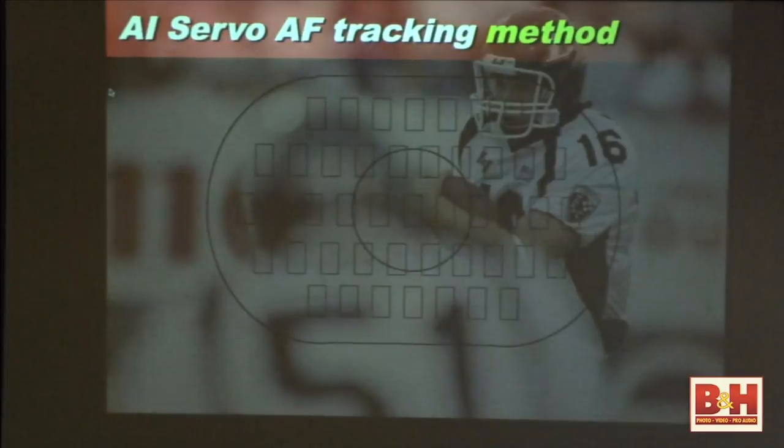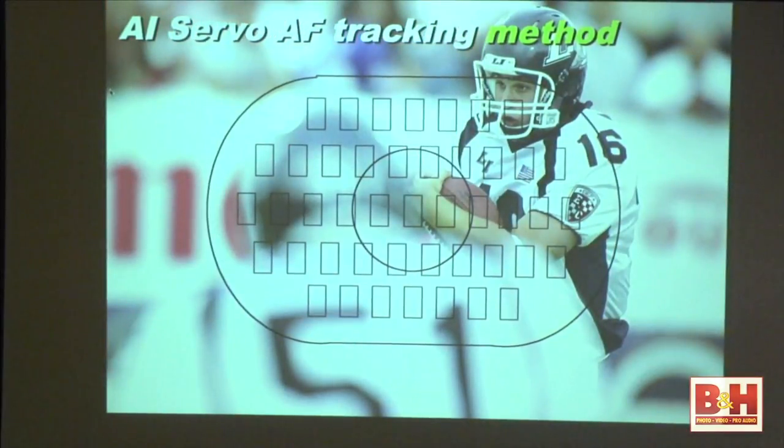I'm going to get to that. The question was, what do I mean by tracking priority? And that's next. Another feature on these high-end cameras is what they call the AI Servo AF tracking method. This one probably wins the prize for the most confusingly worded menu in our system. But I am going to set you straight.